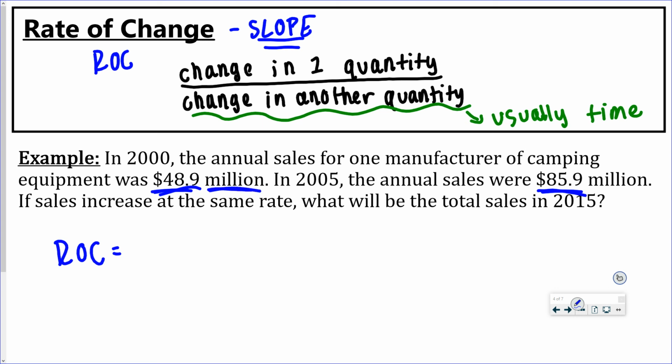Also, like a hint, you want to look for matching units. So I see dollars, millions. That's usually a hint at what kind of quantities match here. So we're going to do 85.9 minus 48.9. And that lets us figure out how much the sales went up over those 5 years, right? Which is 37. That's not how much total. $37 million.